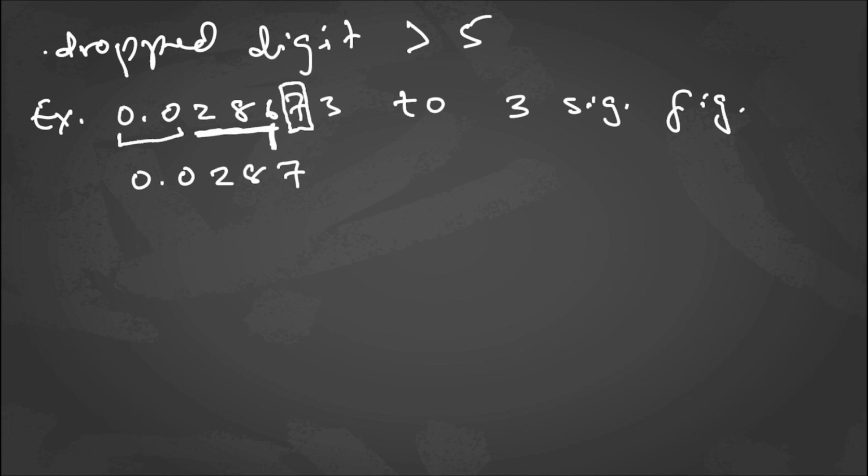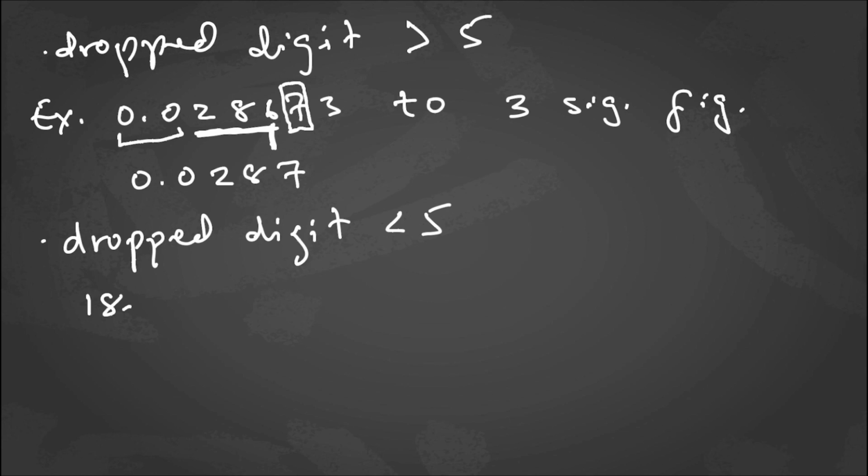The next rule is that we will have to round down if our dropped digit is less than 5, right? So what do we mean by this? Suppose we have a number such as 18.3384, and we are asked to round this number to, again, 3 significant figures.